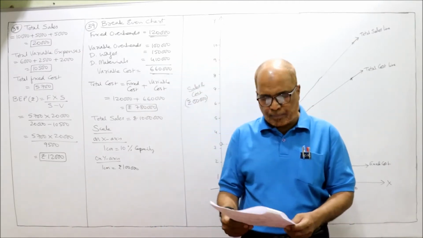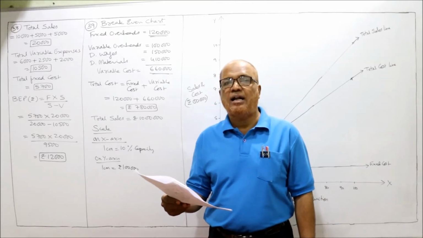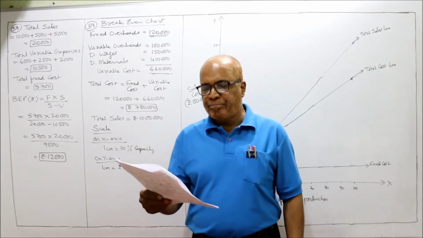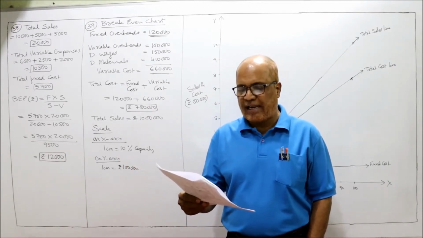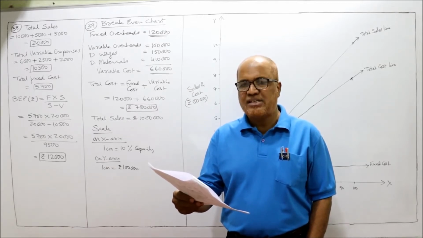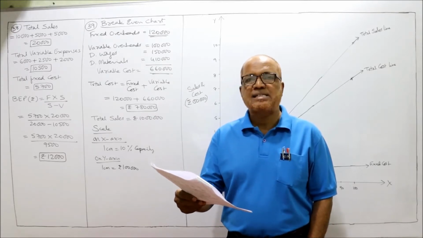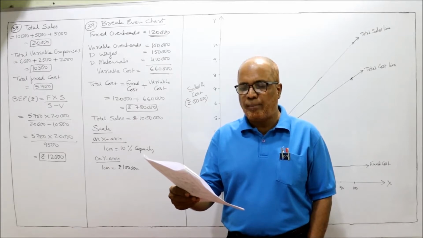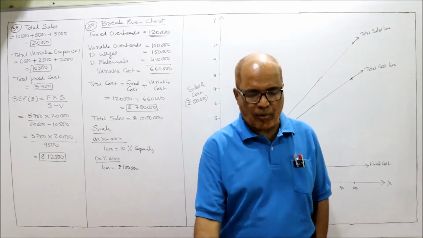See the 39th problem. The following figures relate to 1 year's working at 100% capacity level of a manufacturing company. So fixed overheads are 1,20,000. Fixed cost, 1,20,000. Variable overheads are 1 lakh. Direct wages, 1,50,000. Direct material, 4,10,000. Sales are 10 lakh. Represent the above figures on a break-even chart and determine the break-even point.